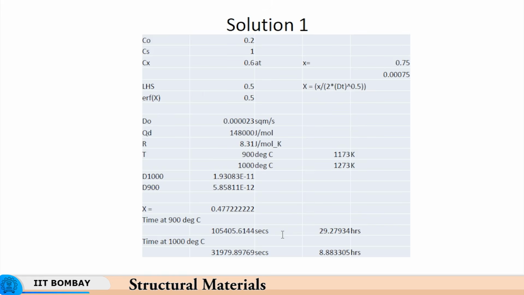So the relationship is not linear. If you look at 900 and 1000, the difference is just 100 degrees centigrade, but the difference in the time of exposure is quite significant. So basically this shows that the relationship between the temperature and time is highly nonlinear. So it is always beneficial to do the heat treatment at higher temperatures rather than keep it for a long duration at lower temperatures. Of course, there are many other considerations in this.